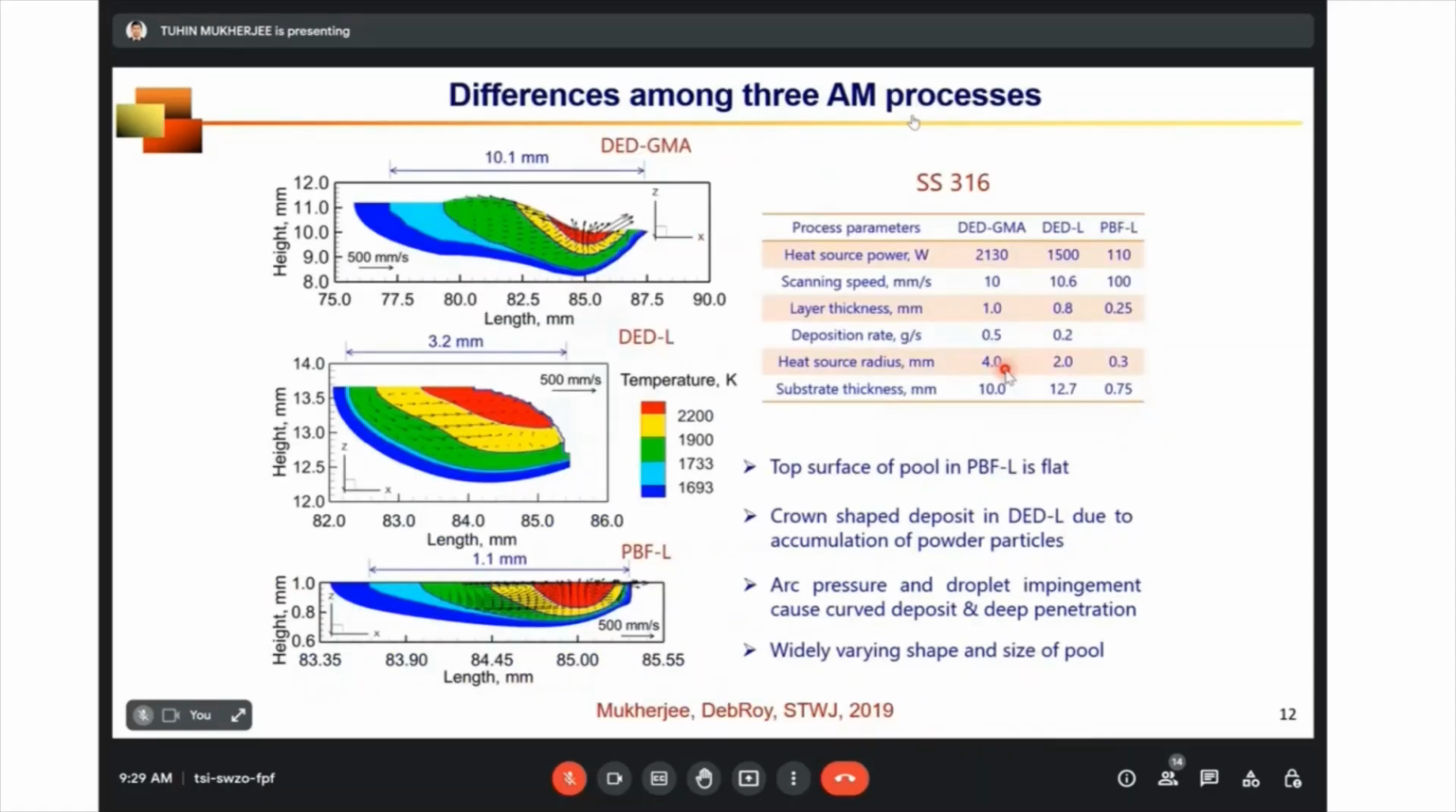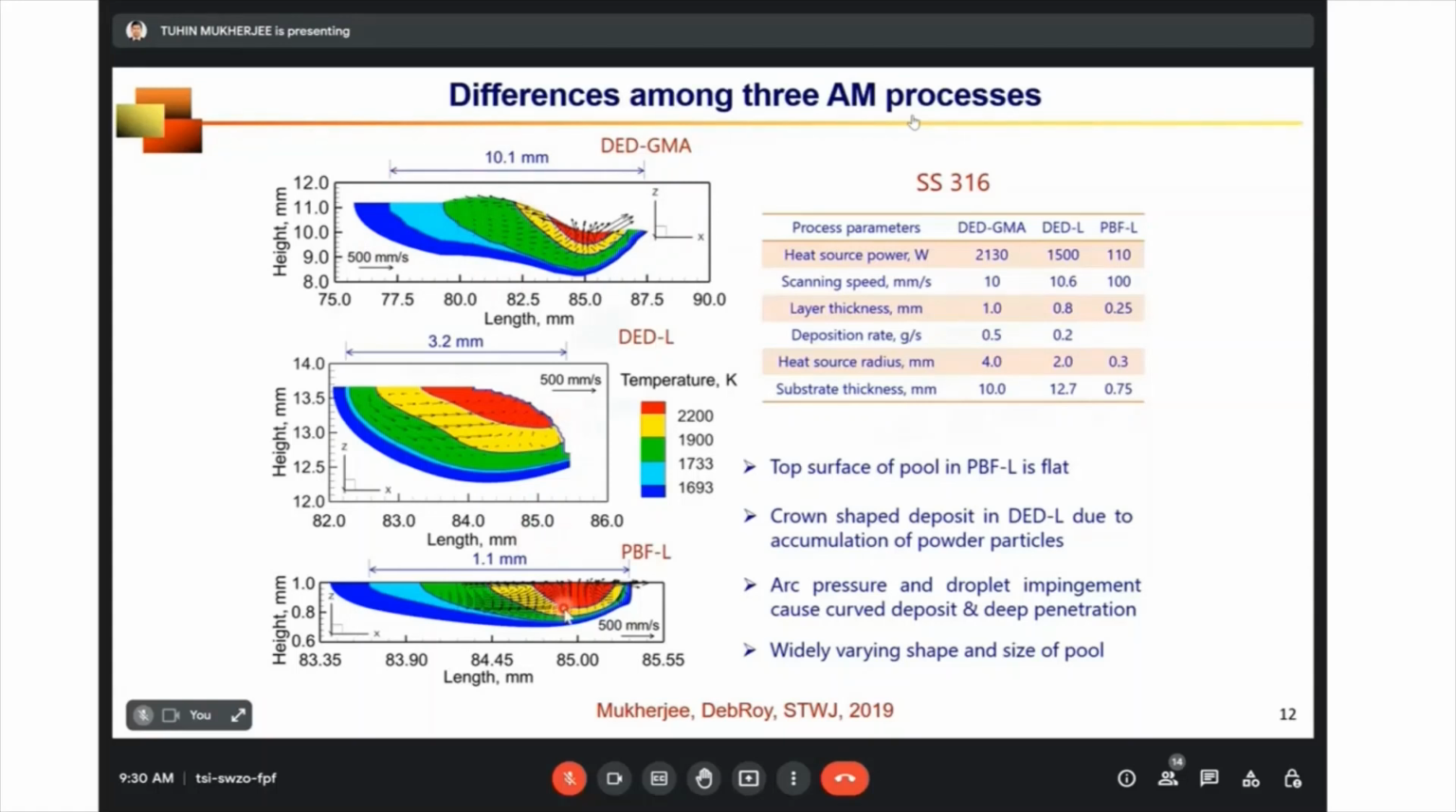But what if we compare these three processes? We will see that there is a significant difference in the shape of the molten region, as I was explaining, but at the same time, there is also a significant difference in the size. For the GMA arc-based process, the energy density is very high, and that's why the resultant molten region is much larger compared to the other two processes.